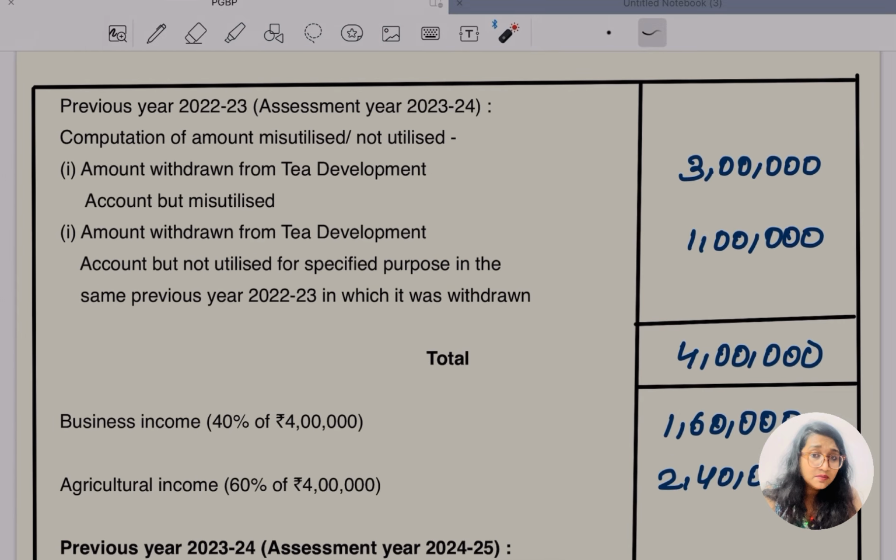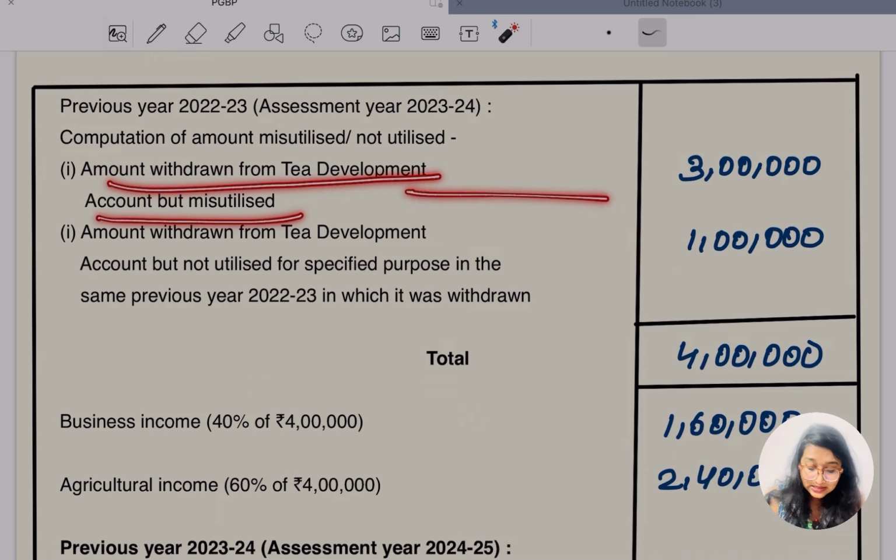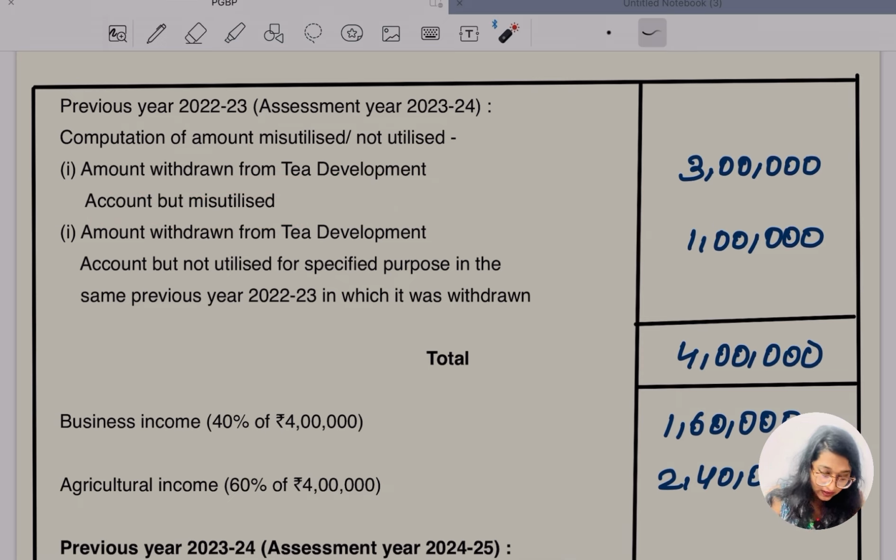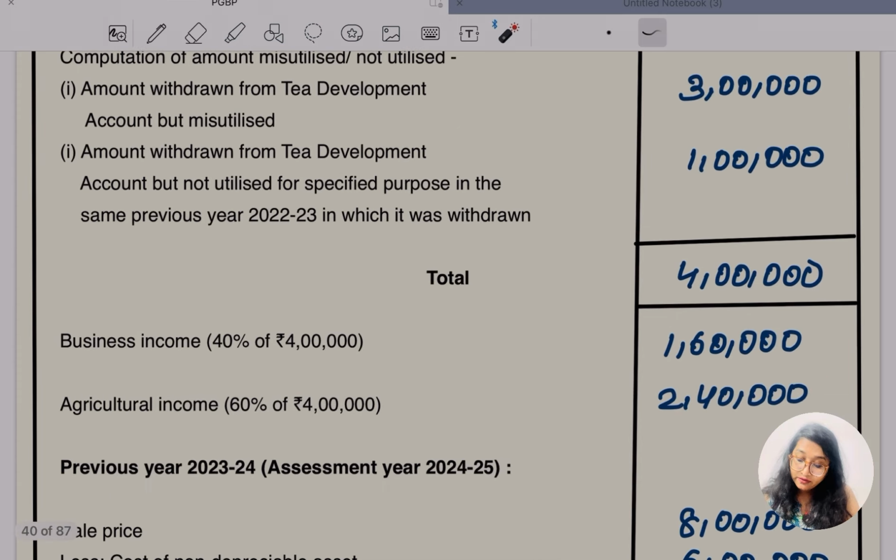Now what about the misutilized amount? Misutilized amount, the amount withdrawn from the T development account which is misutilized, 3 lakh is to be added back again. ठीक है, amount withdrawn from the T development account but not actually used within that time period. ठीक है, 31st March तक नहीं यूज किया. ठीक है, this 1 lakh, these are added back. ठीक है, from this 4 lakh we are definitely going to take the percentage of business income and then the agriculture income.